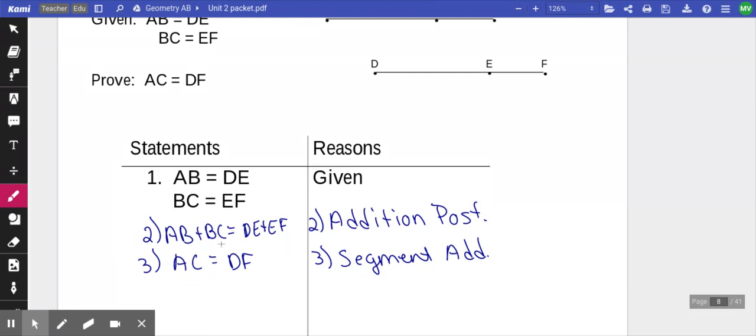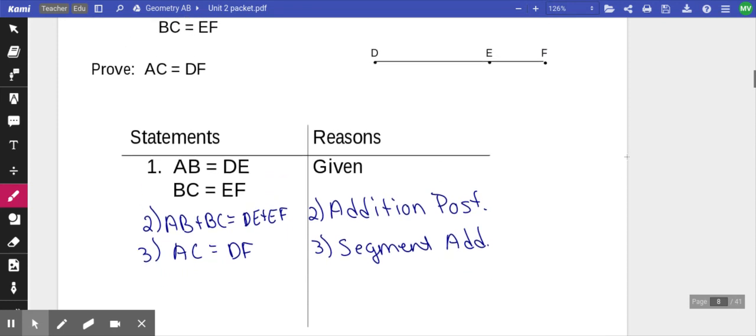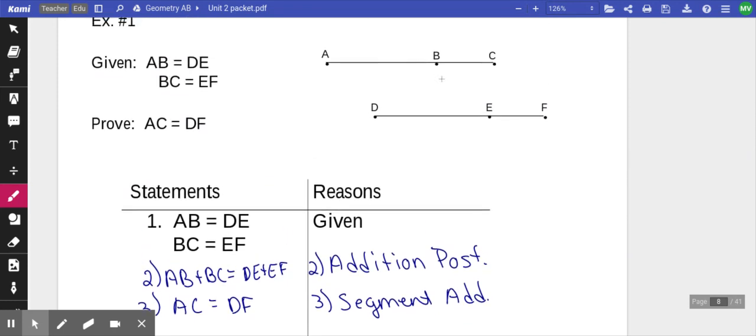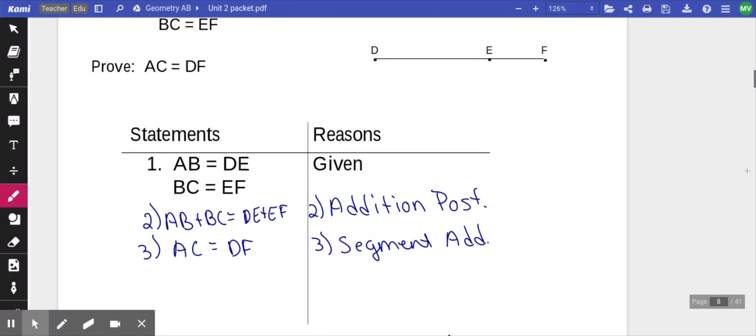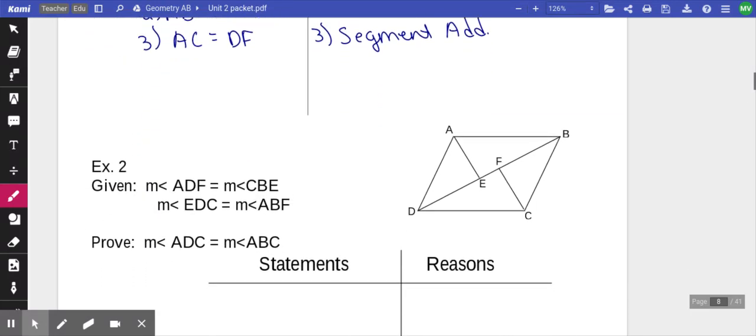So I use the addition postulate to add the equations given in step 1 together. And then I use something that we learned in chapter 1, which is segment addition, that if we look at this drawing, that AB plus BC equals the entire thing of AC, and DE plus EF equals the entire thing of DF. So that allowed me to prove that AC is equal to DF.